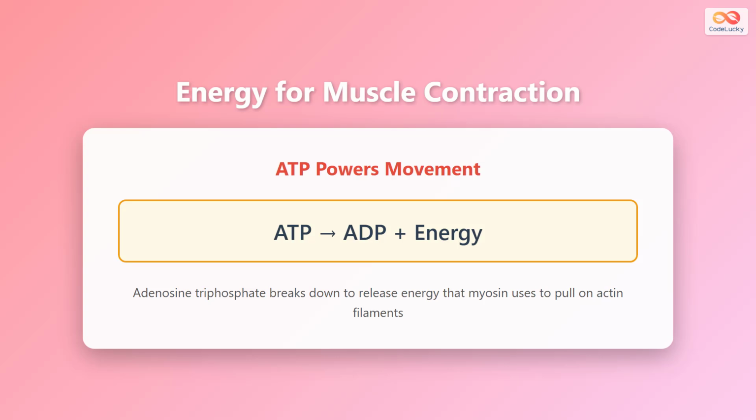Muscles need energy to contract, and that energy comes from a molecule called ATP, which stands for adenosine triphosphate. When ATP breaks down into ADP, or adenosine diphosphate, it releases energy. This released energy powers the myosin heads, allowing them to pull on the actin filaments. Without ATP, your muscles couldn't contract. This is why you feel tired after intense physical activity. Your muscles have used up their available ATP and need time to produce more.